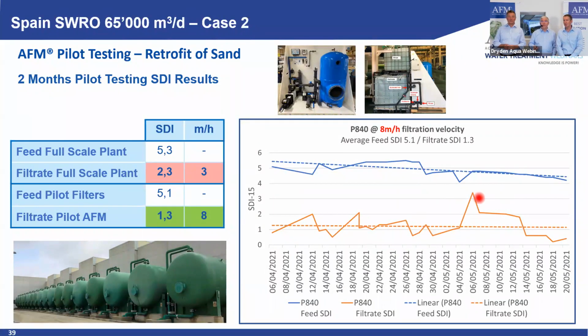This peak here is because we were running it for a longer period, 1 to 2 weeks without backwash, because we wanted to see when there is a breakthrough because of these fine particles. So that's why we had this here. We did the backwash, and then we came back, and again you can see actually below 1. But I think 1.3, that's exciting.